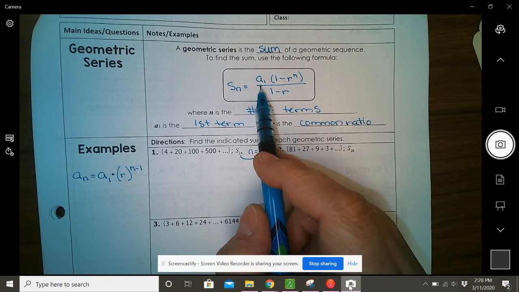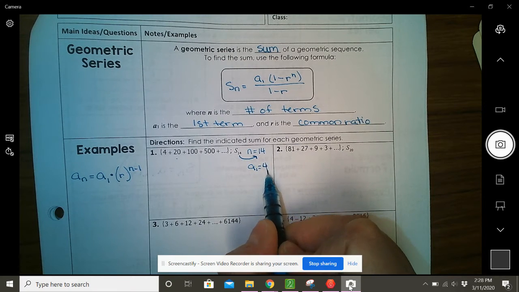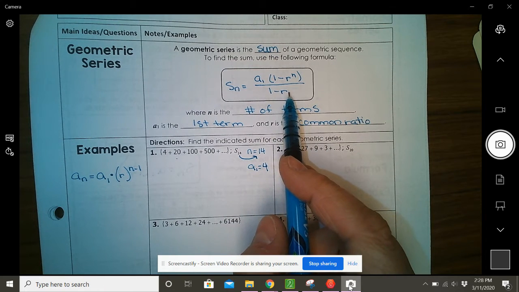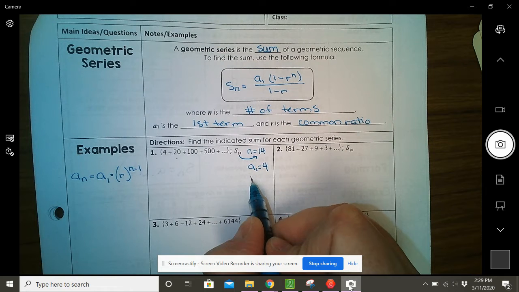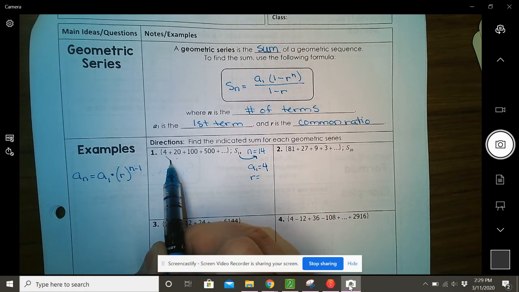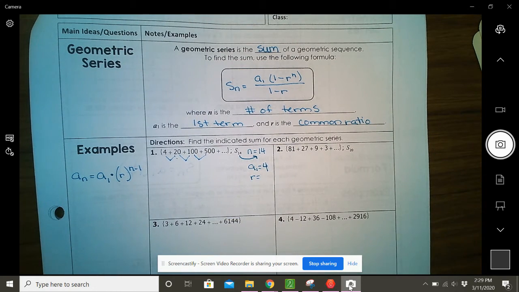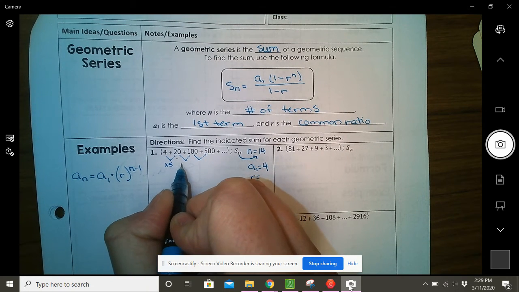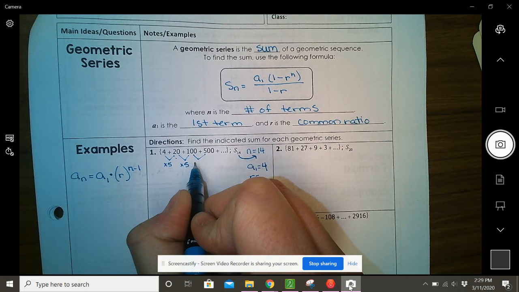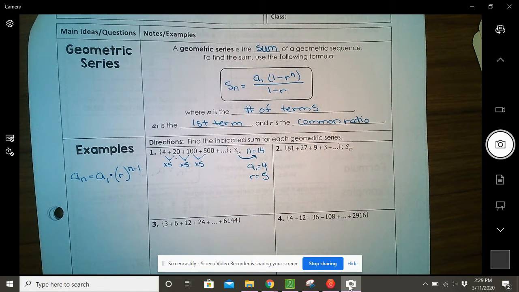I need to know what a sub 1 is, which is the first term. Looks like that's 4. And then here's the part that we've practiced before. I need to know what the common ratio is. So let's go over here to our pattern and figure out what are we multiplying or dividing by within each iteration. So 4 times 5 makes 20. 20 times 5 makes 100, and 100 times 5 makes 500, so that makes our common ratio 5.